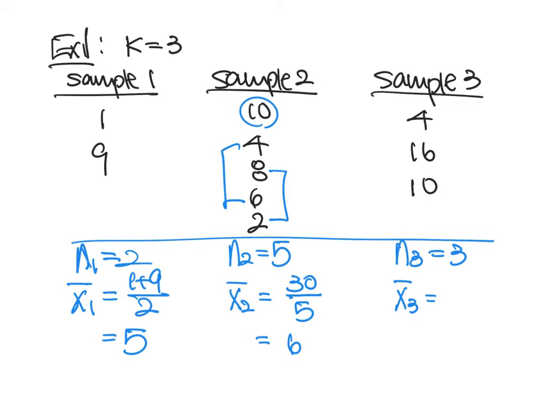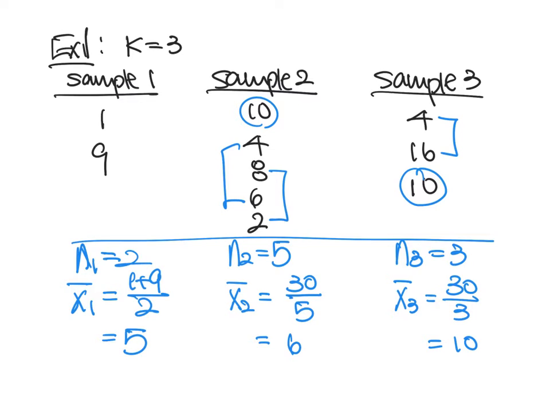How about the third one, X3 bar? Oh, yeah, it is an easy one. It's 20 and 10, 30 divided by 3. That would be 10. So sample number 3 gave us the biggest sample mean, 10, and sample number 1 gave us the smallest sample mean, 5. It's good, right?